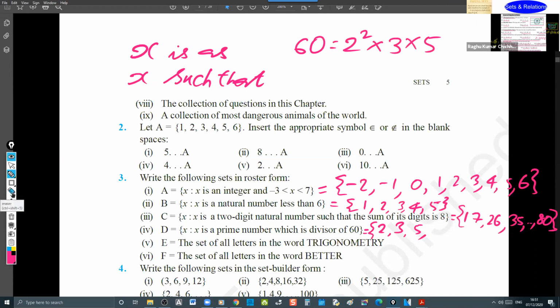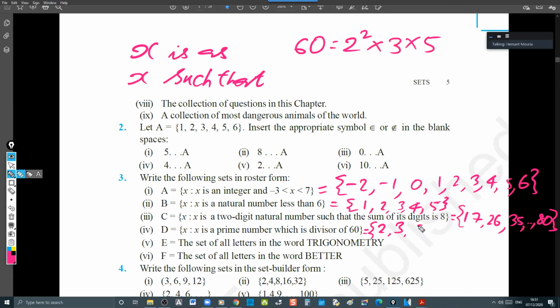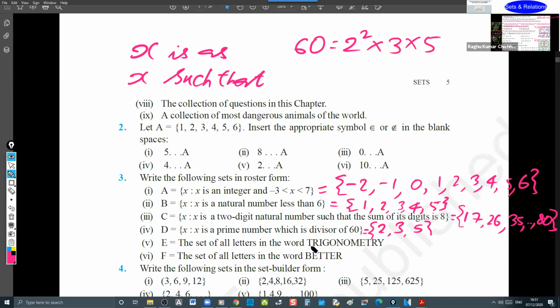Come on, tell me now the next one. The next one, just T R I G O N M E T R Y. You've got to put a comma in between all. R and T cannot repeat, G cannot repeat. So it's T R I G O N M E Y.